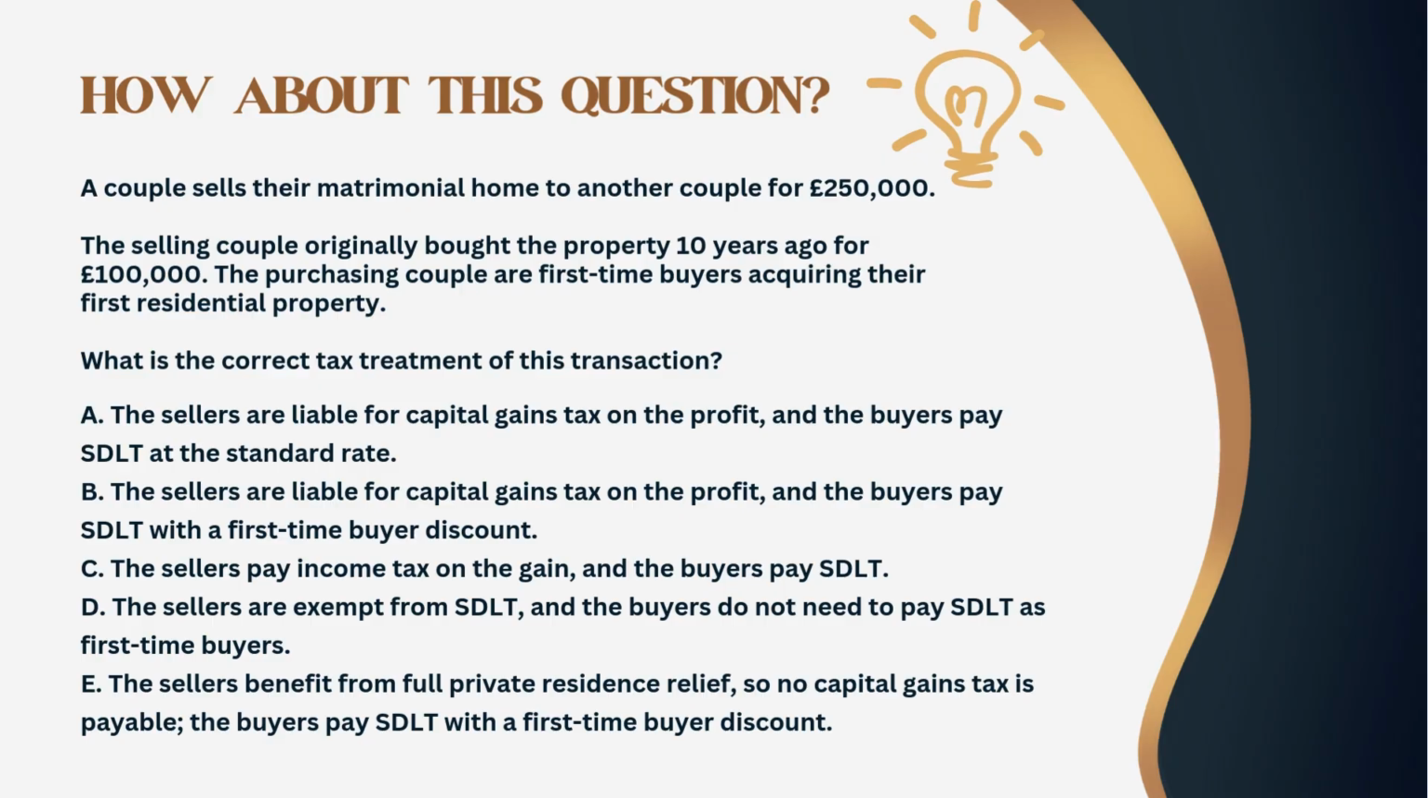A. The sellers are liable for capital gains tax on the profit, and the buyers pay SDLT at the standard rate. B. The sellers are liable for capital gains tax on the profit, and the buyers pay SDLT with a first-time buyer discount. C. The sellers pay income tax on the gain, and the buyers pay SDLT. D. The sellers are exempt from SDLT, and the buyers do not need to pay SDLT as first-time buyers. E. The sellers benefit from full private residence relief, so no capital gains tax is payable. The buyers pay SDLT with a first-time buyer discount.